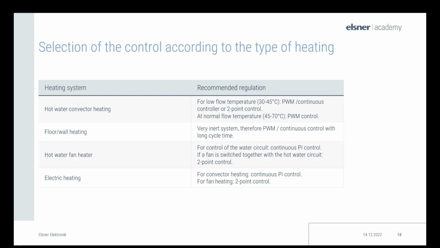Electric heating. For convector heating, the continuous PI control is recommended, and for fan heating, the 2-point control is recommended.